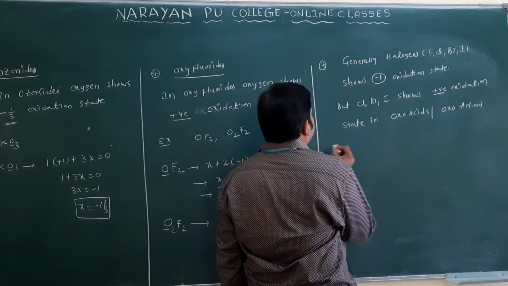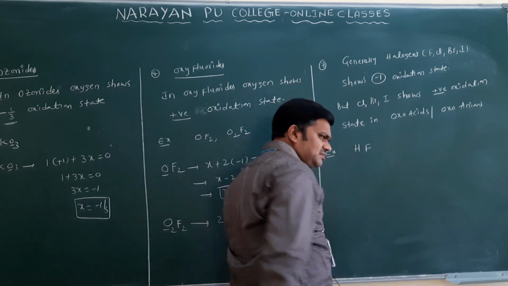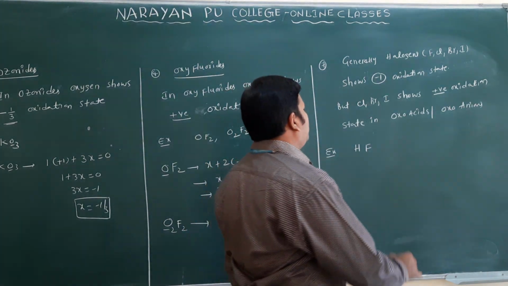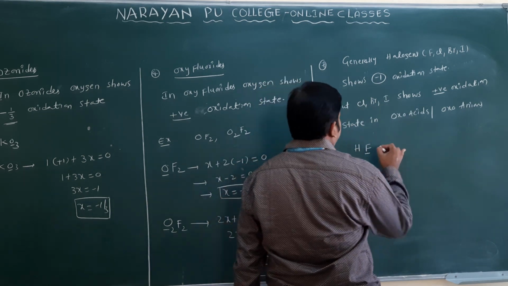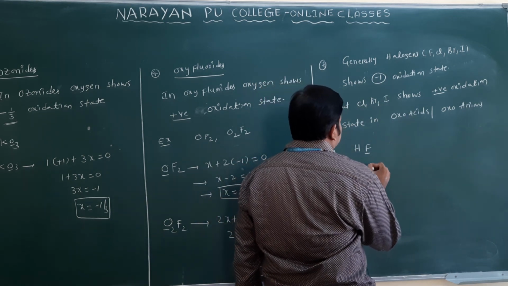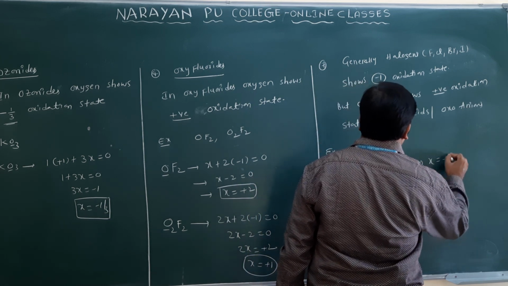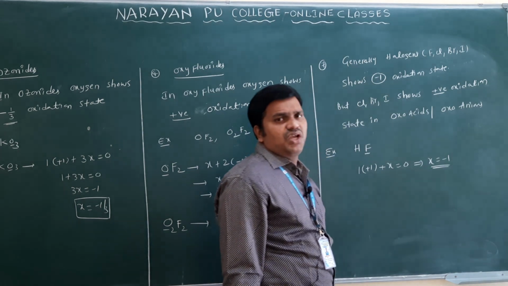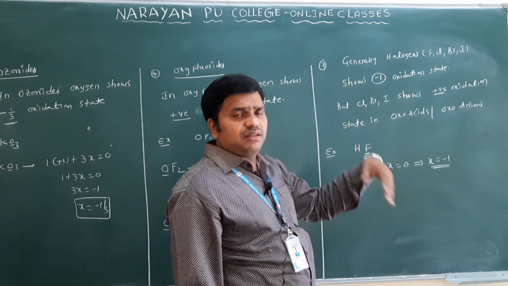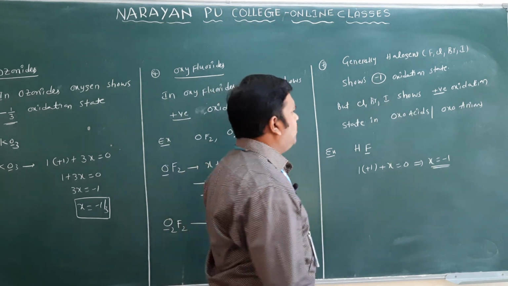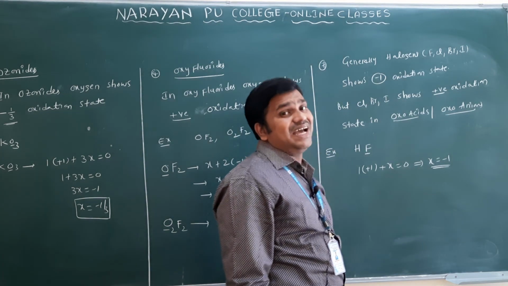Okay, let us take an example. Suppose you are taking HF, hydrogen fluoride, and you want to find out the fluorine oxidation state. You will write 1 into +1 plus x equal to 0. From this, x equals -1 only. So if we take HCl also, Cl you will get -1. If we take HBr, that is also -1 only. But there is one more point I wrote here: oxoacids and oxoanions only.